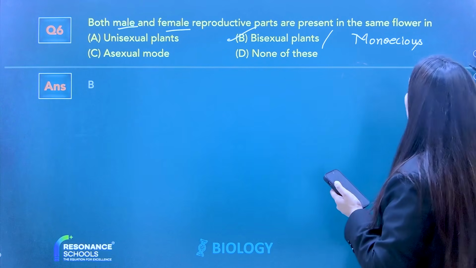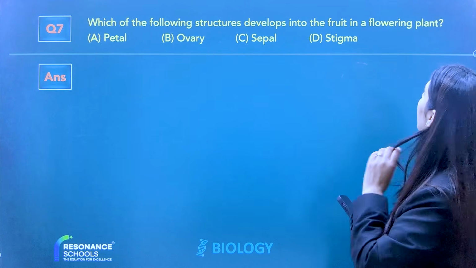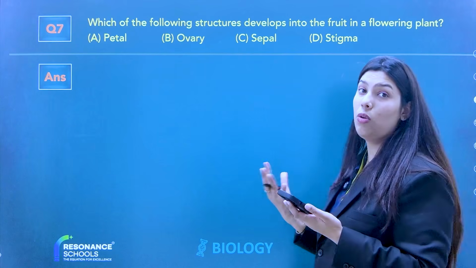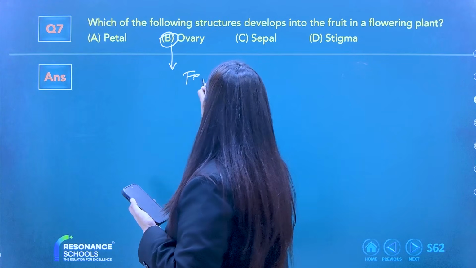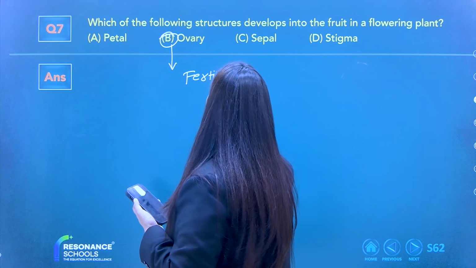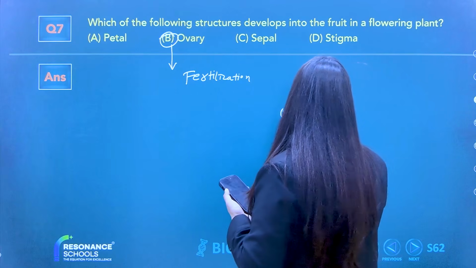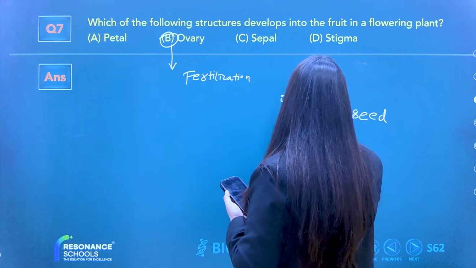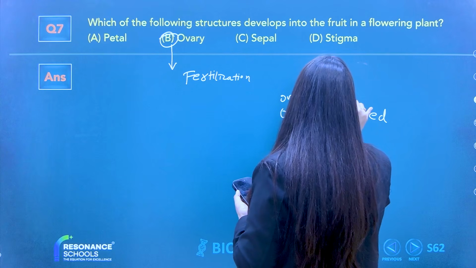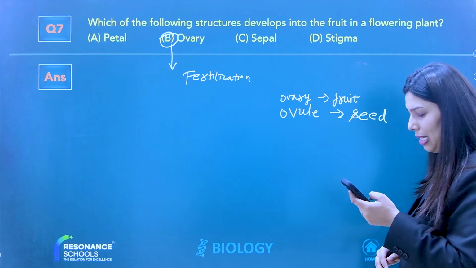Moving further, which of the following structures develops into fruit? The ovary develops into fruit, and the ovule will make the seed. This you will learn in fertilization, and I will ask you this whenever we read fertilization.